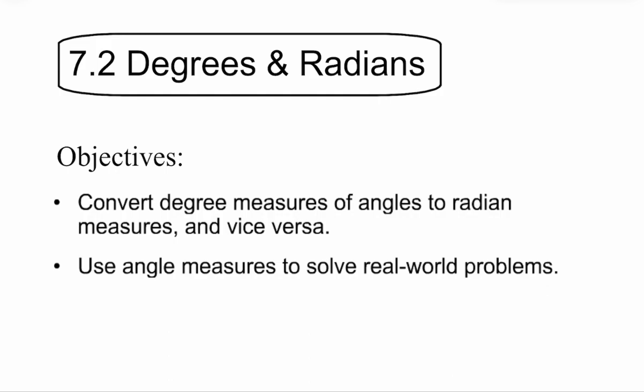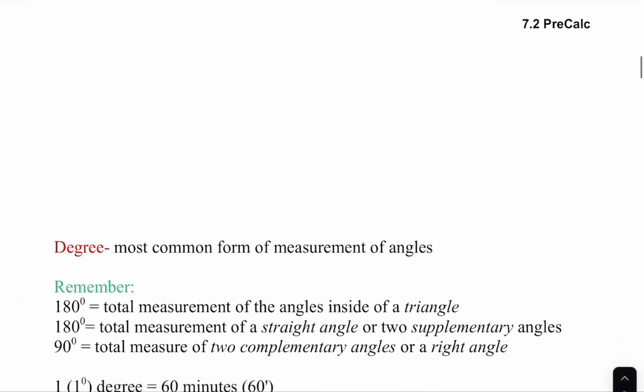There is a button on our calculator if we're using radian measure. It's going to be different than if we're using degree measure. And then we're going to have some real world problems. We've already done some in 7.1, but just kind of a further application of that stuff.